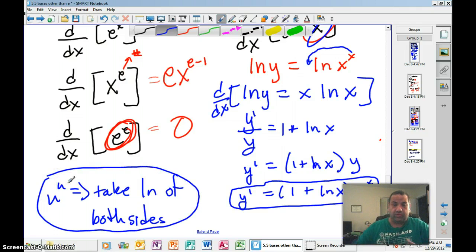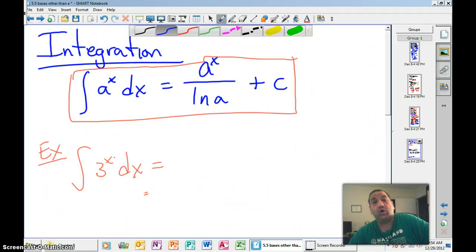If it's u to the u, we're taking the ln of both sides. So you might say, well, what prompted me to do that? That does.